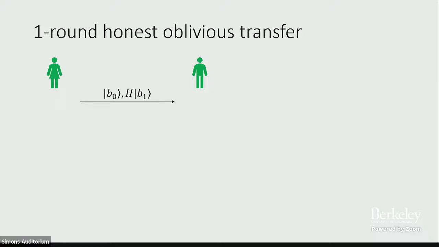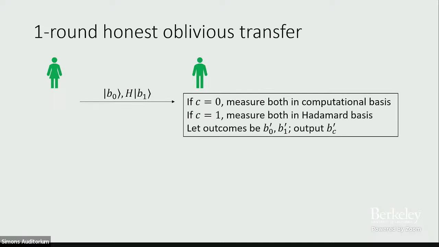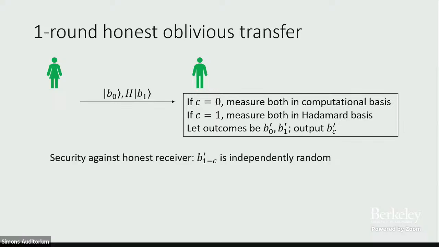Well, I'm going to send 2 bits, one of them in the standard basis, the other one in the Hadamard basis. Then the receiver, if C is 0, measures both bits in the standard basis, and if C is 1, measures both in the Hadamard basis. Then it gets 2 bits and outputs the right bit. The other one is noise anyway. And that's it. The security holds because the other bit is just random.